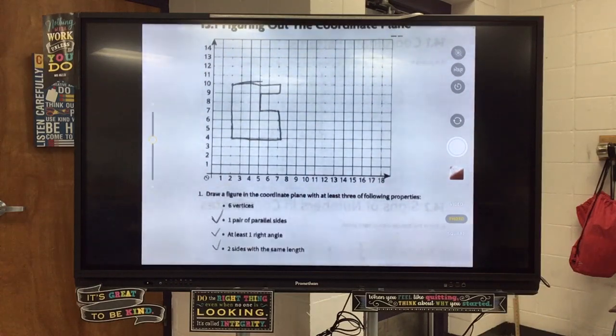Six. All right. Does she have her set of parallel lines? Yes. Does she have at least one right angle? Yes. And does she have two sides that are the same length? Yes. Which two sides are the same length? Joe. The top and the bottom. Mm-hmm. Oh. Overachiever. All right.